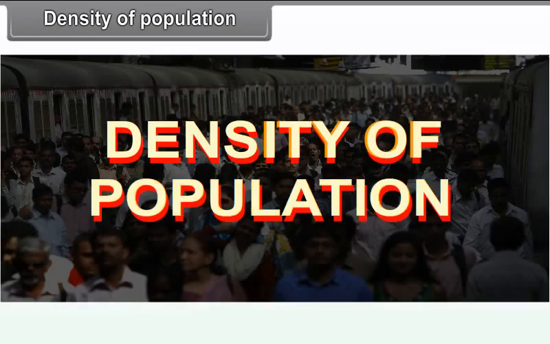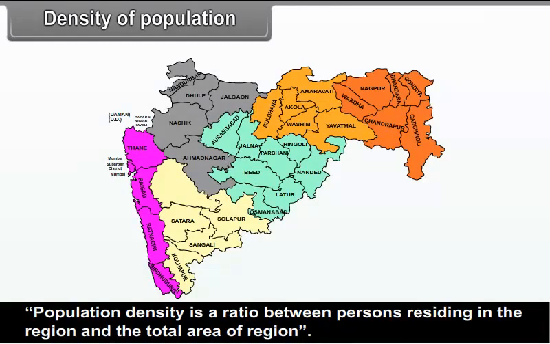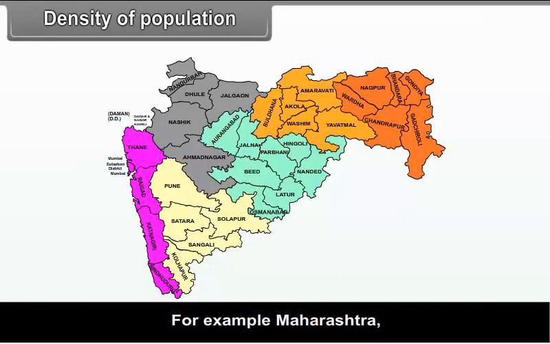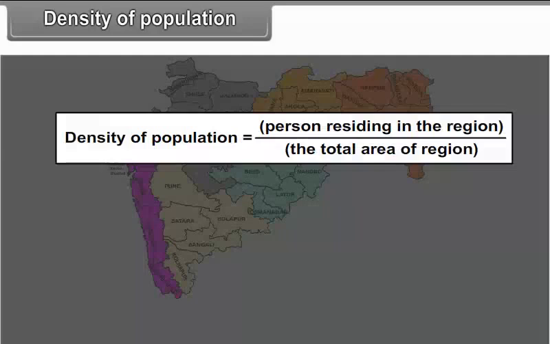7.1.1 Density of population. Population density is a ratio between persons residing in the region and the total area of the region. For example, Maharashtra. Density of population is equal to persons residing in the region upon the total area of the region.